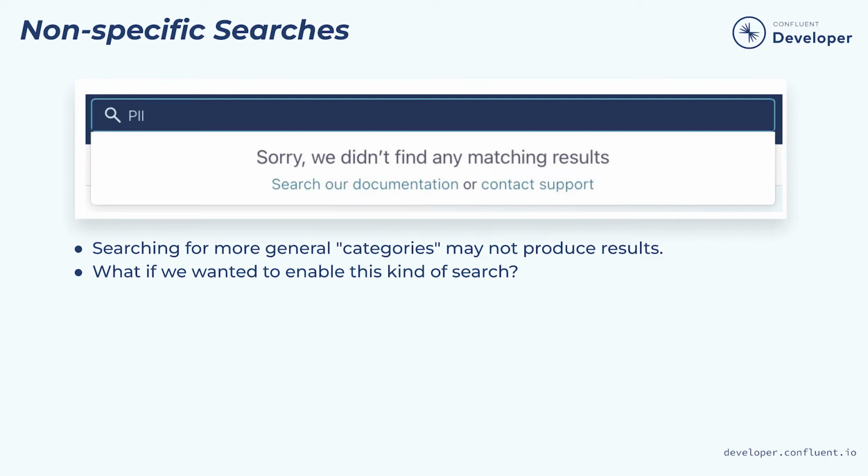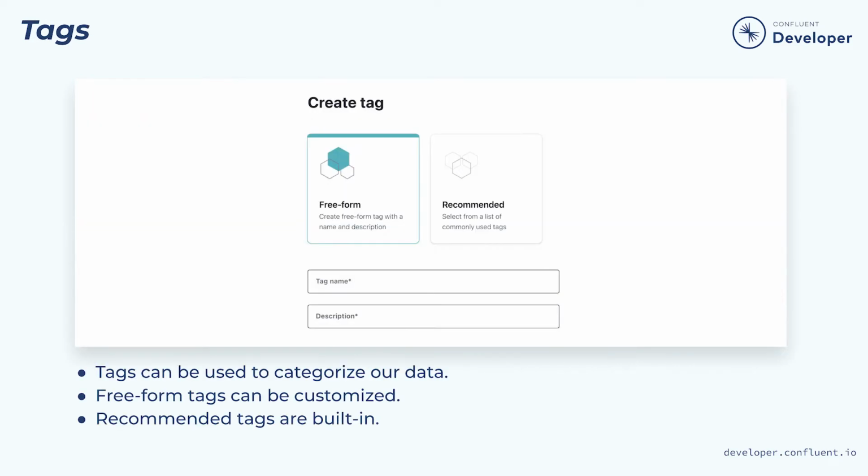However, sometimes we need to search for something less specific. For example, what if we wanted to search for all personally identifiable information, or PII? It's unlikely there would be a field or a topic named PII, and as a result, our search would fail. But what if we did want to search for categories rather than specific values? The Stream Catalog provides support for tags that can fulfill our need to categorize the data. We can create free-form tags for any category we want. However, there are some built-in tags, such as PII, that can be found in the recommended section.